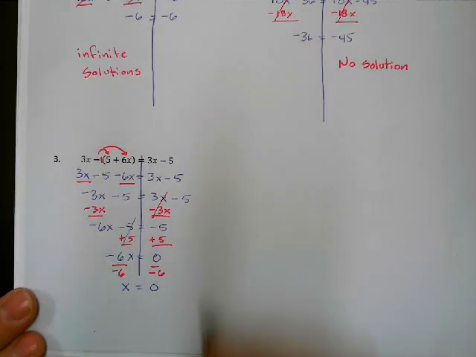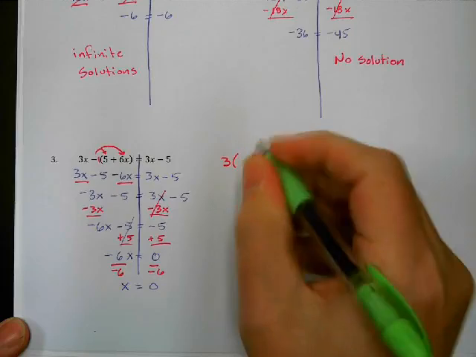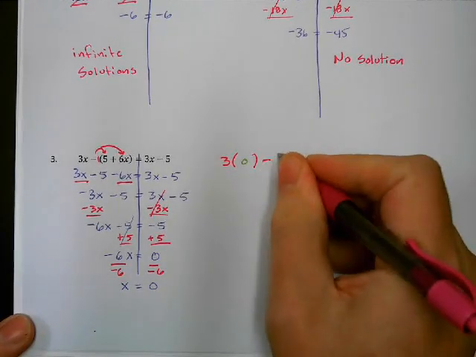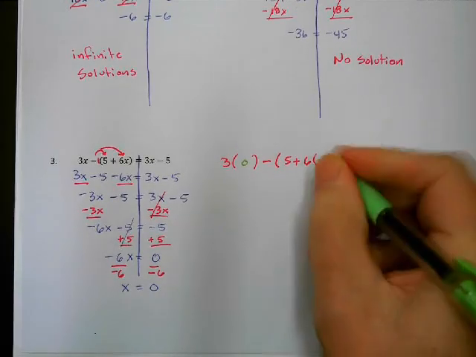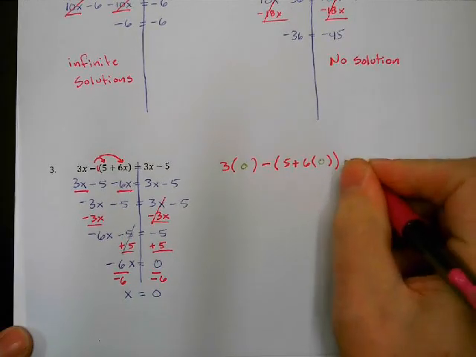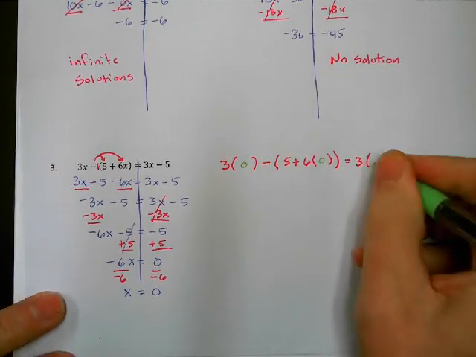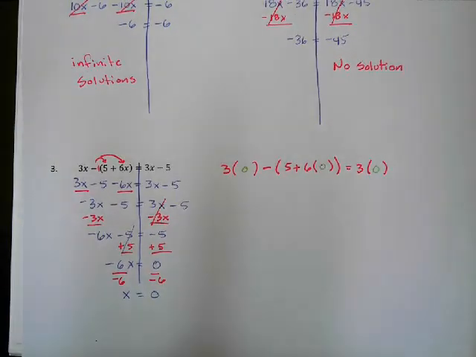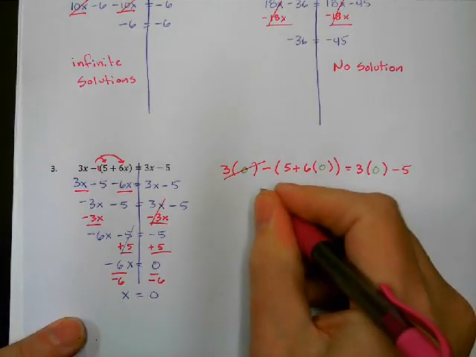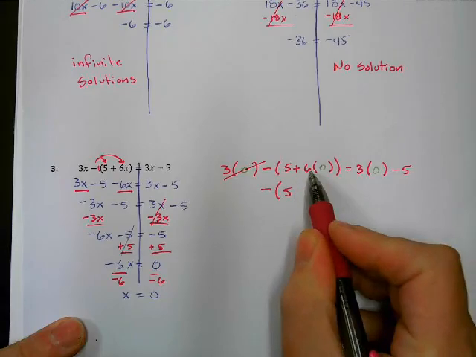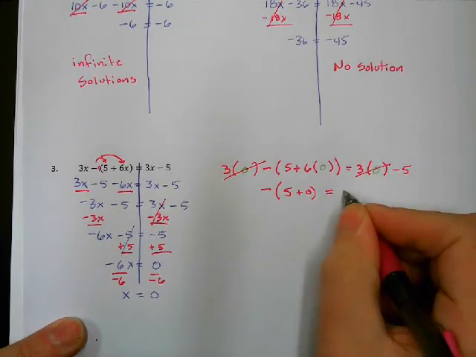Okay, so I'm going to do 3 instead of x, I'm going to plug in 0. And then minus 5 plus 6 instead of x, I'm going to plug in 0. Equals 3 times x, and instead of x, I'm going to plug in, you guessed it, 0. And then minus 5. All right, 3 times 0, what's that? Oh, it's 0, that's gone. Okay, so negative 5. And then 6 times 0, oh, that's 0 again. 3 times 0, that's 0. 5 plus 0 is still 5.